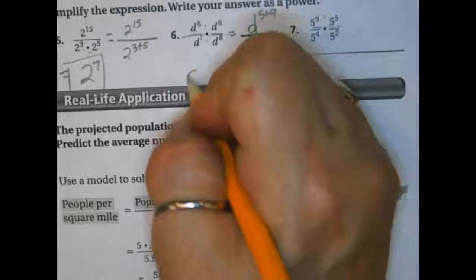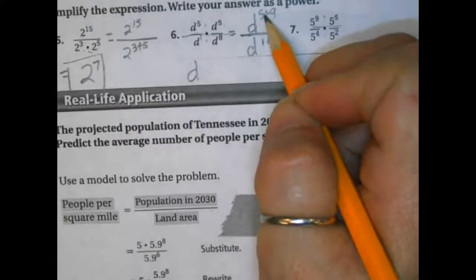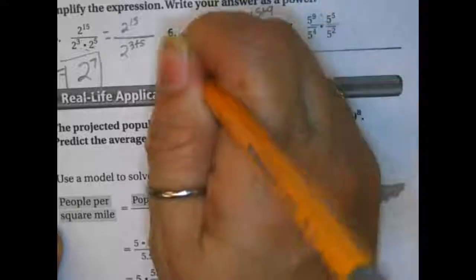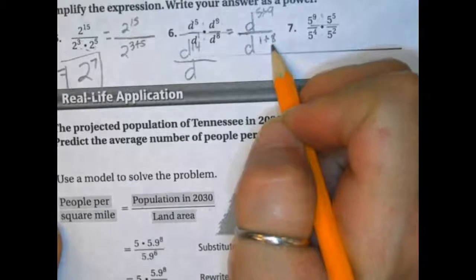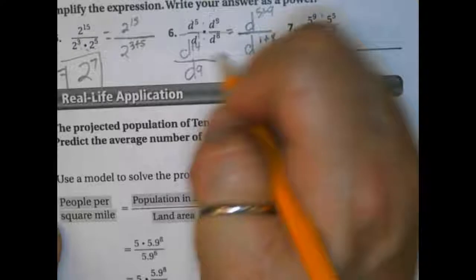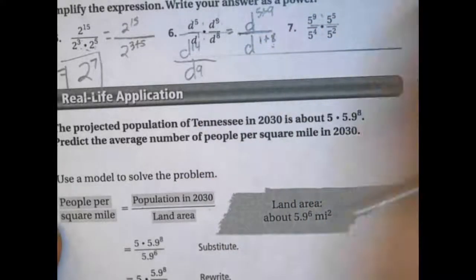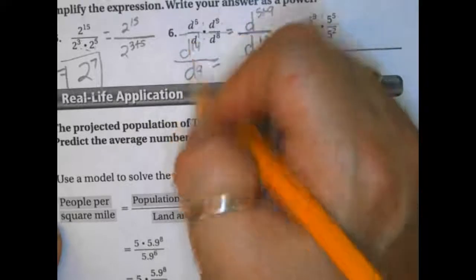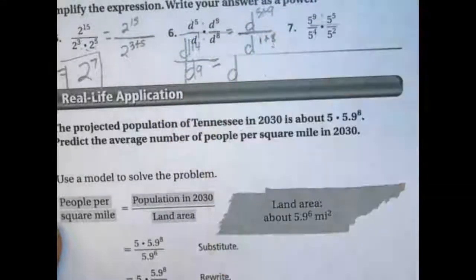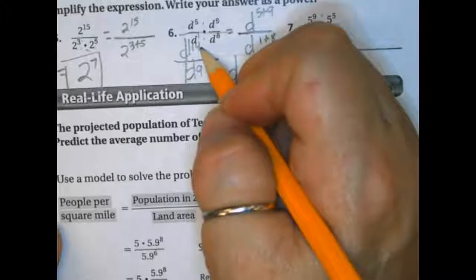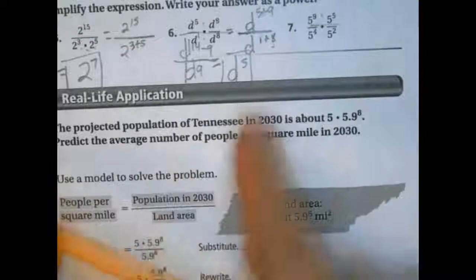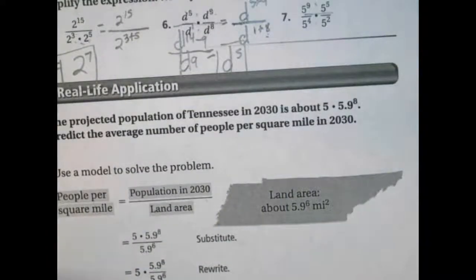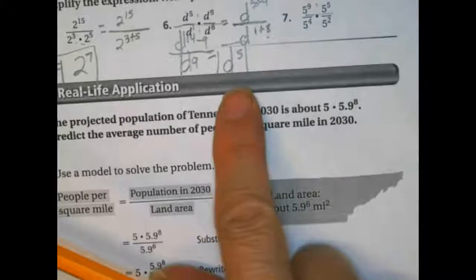So my answer is going to be, what's 5 plus 9? D to the 14th over D to the what? 8 plus 1 is 9. Okay? I added these. So then I have the same base, right? So this becomes just D. What is 14 minus 9? D to the 5th. Took a little bit more work, right? First I had to combine them, come up with my answer, and then do my subtraction.